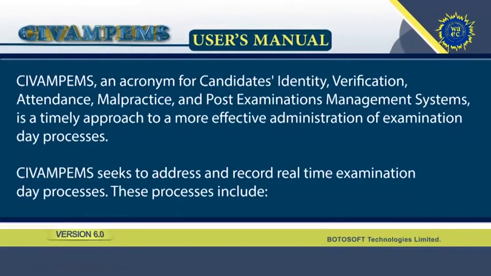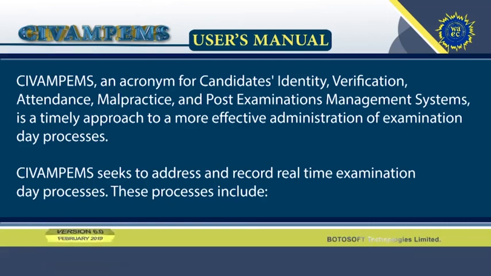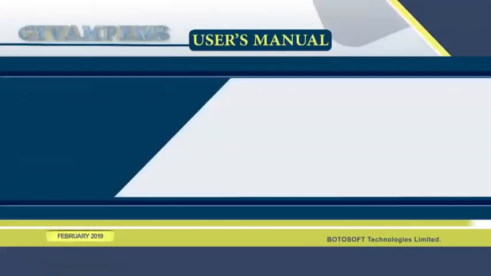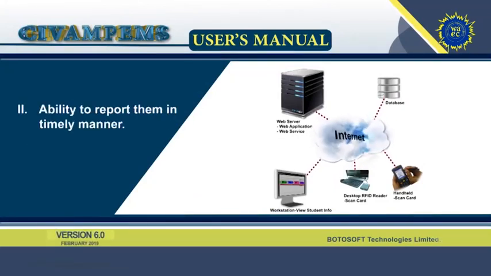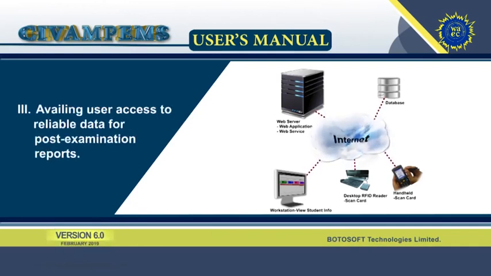Civampems, an acronym for Candidates Identity, Verification, Attendance, Malpractice, and Post-Examinations Management Systems, is a timely approach to a more effective administration of examination day processes. Civampems seeks to address and record real-time examination day processes. These processes include capturing and recording event occurrence as it happens, ability to report them in a timely manner, availing user access to reliable data for post-examination reports.